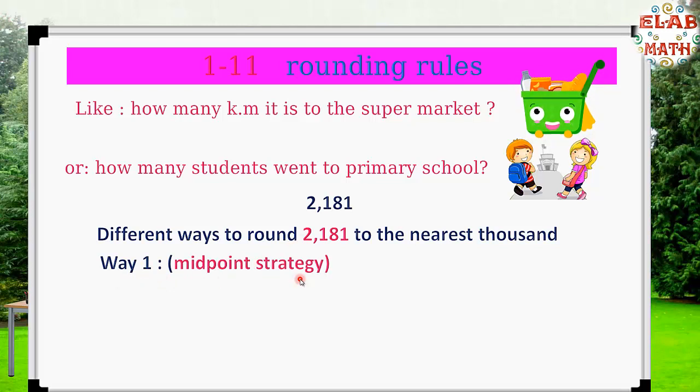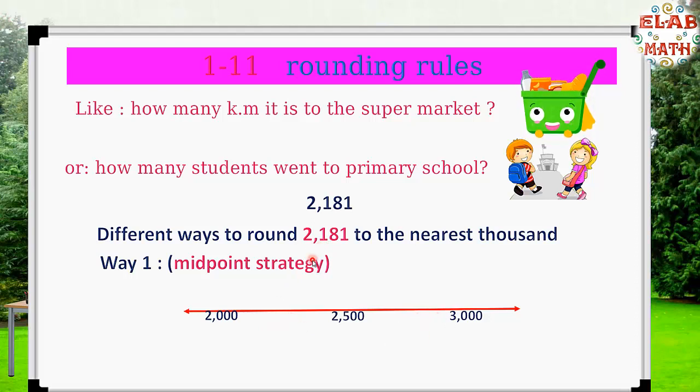First way, midpoint strategy. Midpoint strategy means you should draw a line like this and look at your number. Your number starts in the highest place with 2 in 2000. You should write here 2000, and at the end of this line, you should write 3000, the number more than 2000, adding 1 to 2. In the midpoint, you should put 2,500.